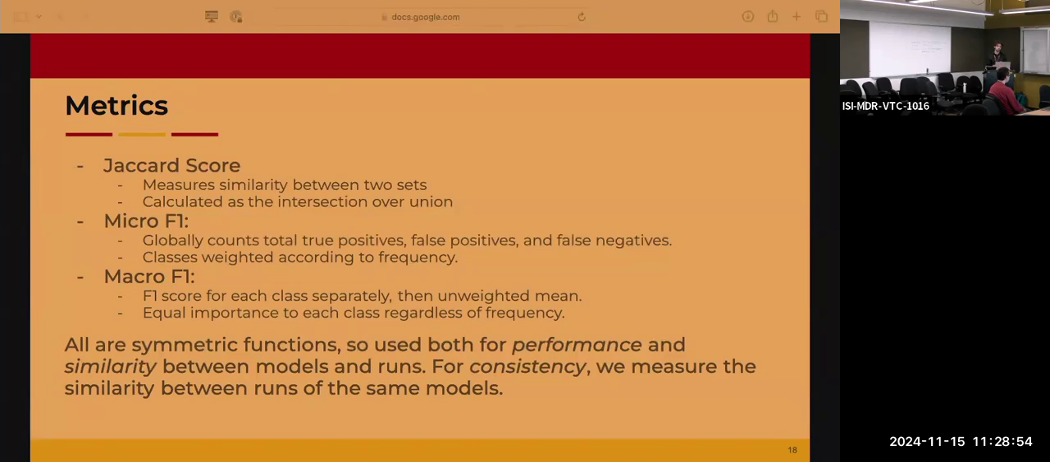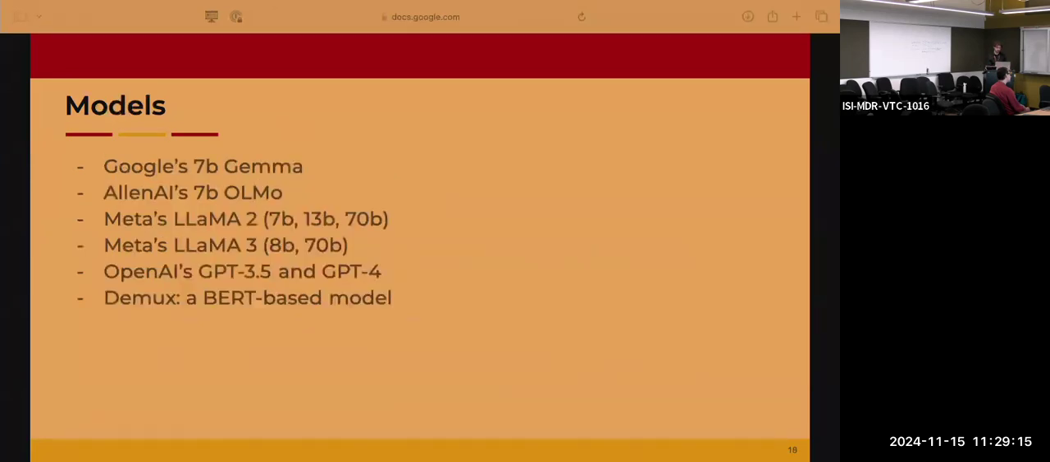And therefore, we can present predictions from one model and predictions from the same model, but with a different prompt, and compare them with the Jaccard score or F1 scores without making arbitrary decisions as to the position of the argument. And by consistency in this work, we denote the similarity between different runs of the same model. And for the models, we have Allen AI's OLMo, Meta's Llama 2 and 3, and OpenAI's ChatGPT 3.5 and 4. And I showed you some baseline results from DMOOC, which is, again, a BERT-based fine-tuned model.